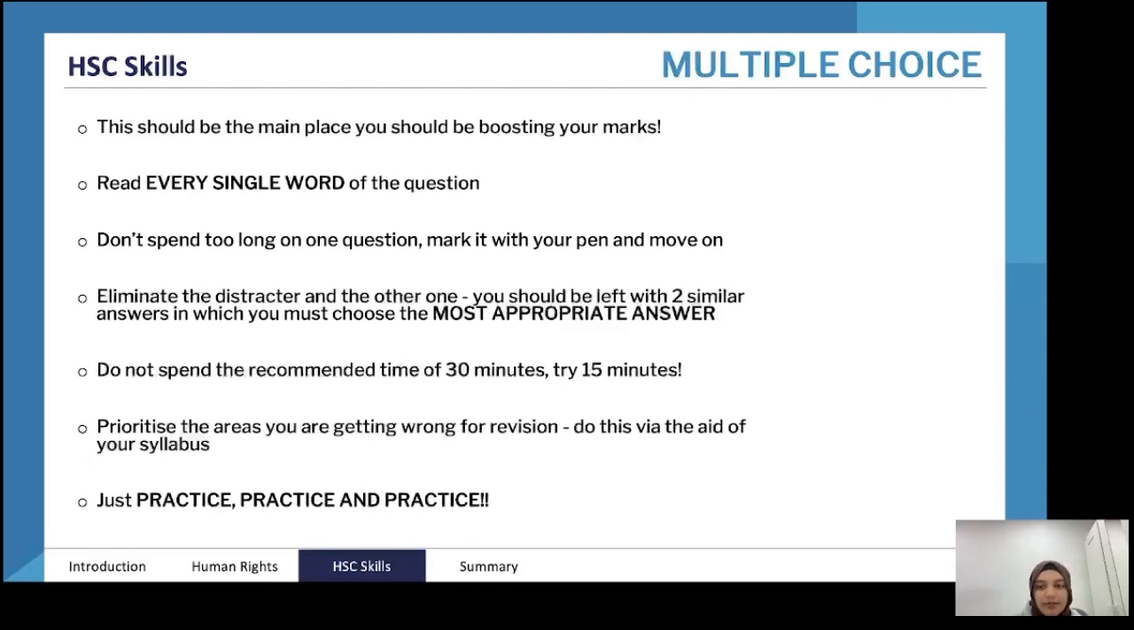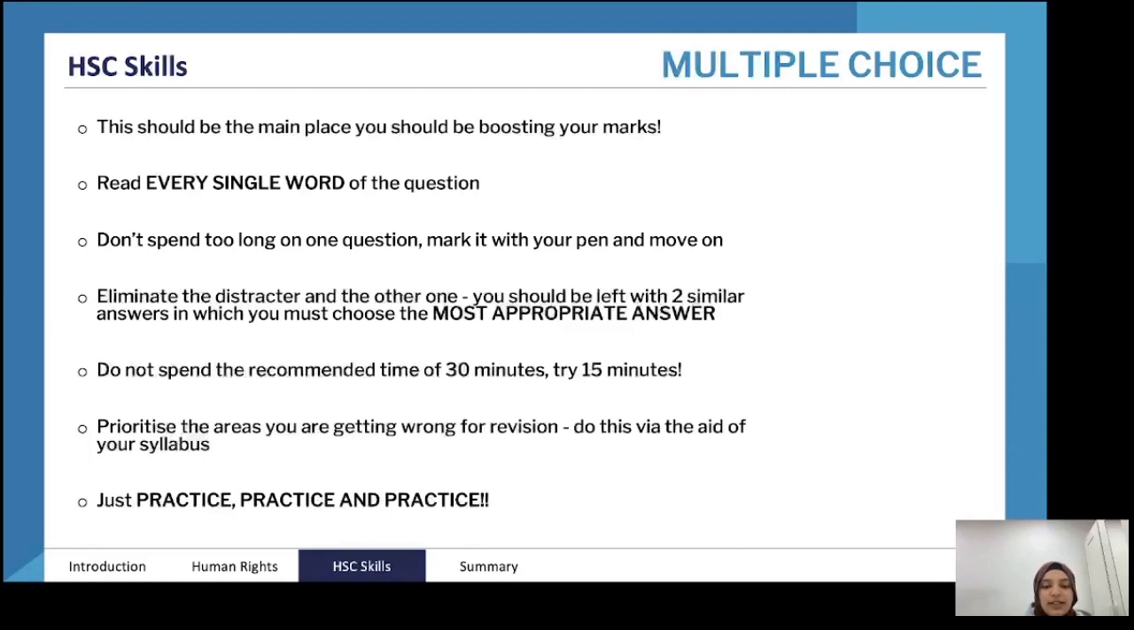And the same thing for the sections as well. So if you feel like, I'm not good at the short answer for human rights, I'm good at multiple choice and fairly good at the essays, but I really need to focus on the short answer, then you'll know, okay, let me print out all the past papers and attempt a bunch of short answers and see how I go with that.